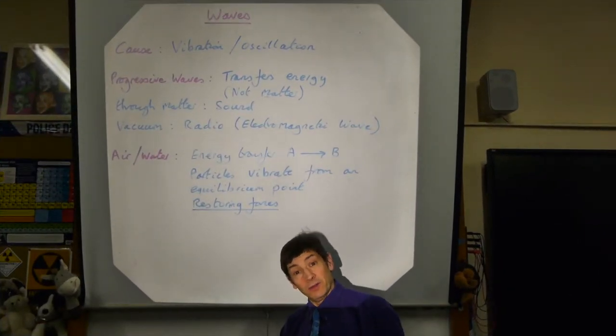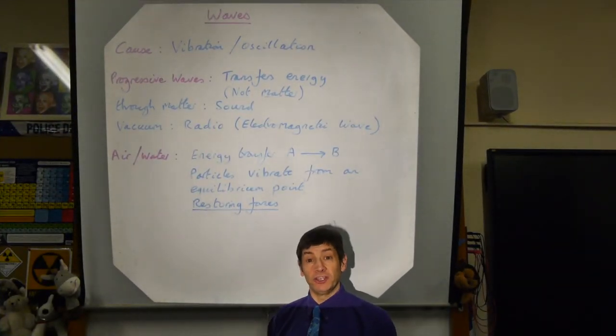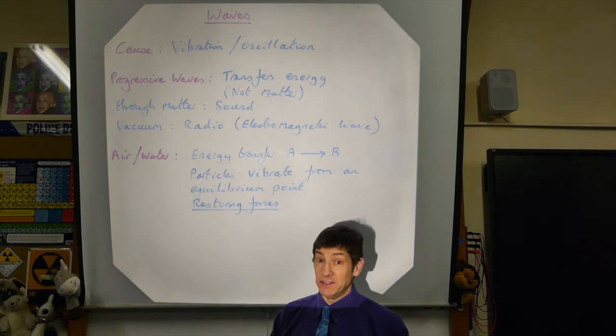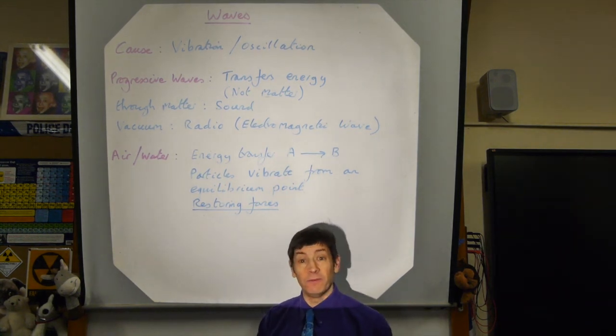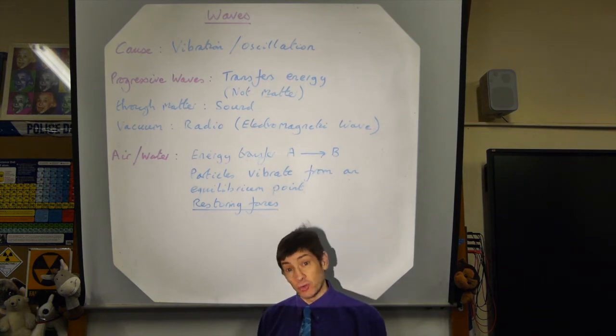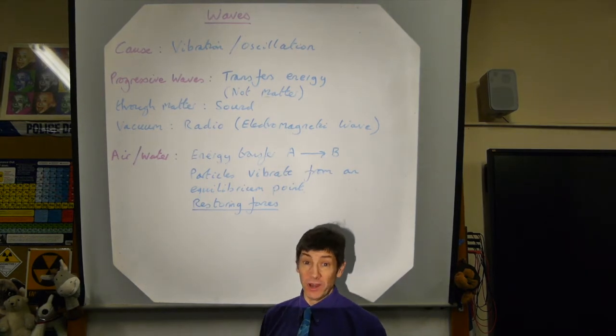So finally, for this little bit, let's look at the two types of oscillation that we can set up in a medium, or in the case of electromagnetic waves, in a vacuum. And you'll be familiar with these. They're the terms transverse and longitudinal. And you must understand them really, really well.